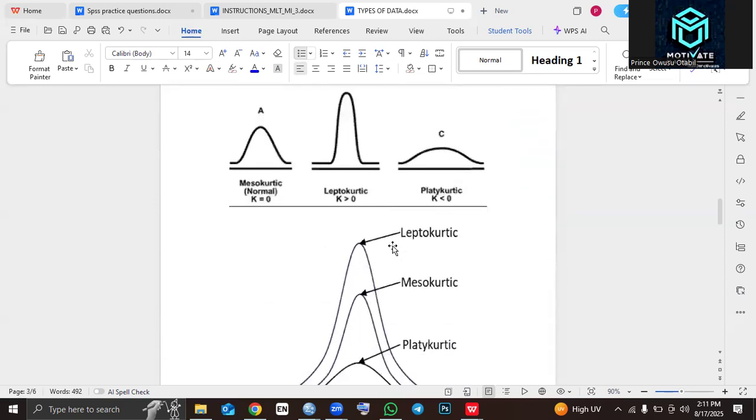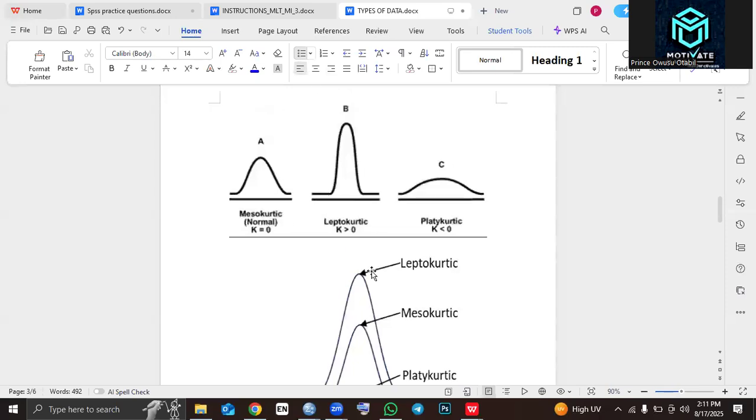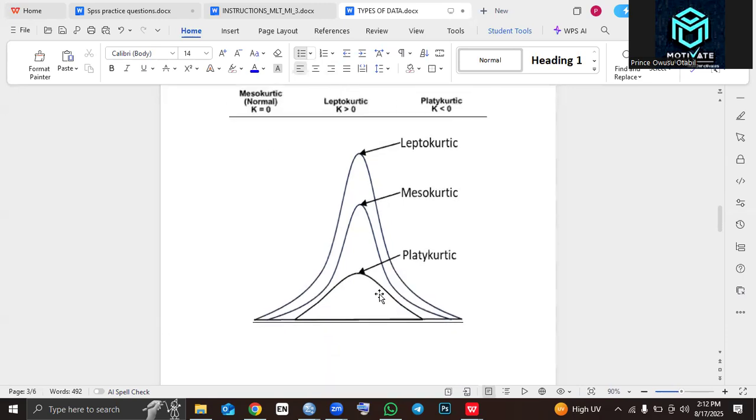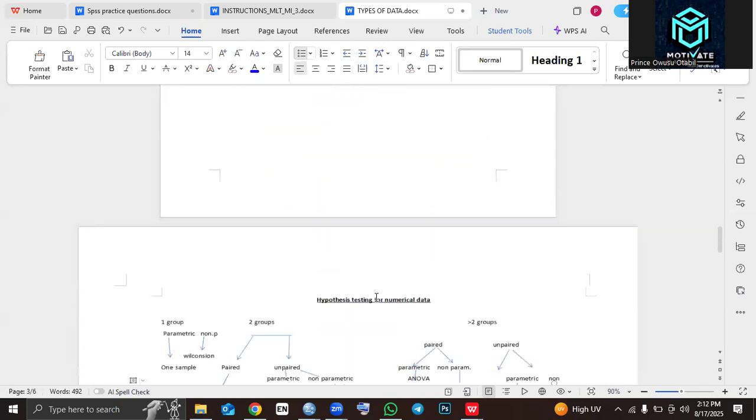Now, sometimes we can draw a plot that might look like this. If the plot looks like figure A, then we say it is mesokurtic. If it looks like figure B, we say it is leptokurtic. And if it looks like figure C, then it's called platykurtic. So this is another image showing platykurtic, mesokurtic, and leptokurtic plots as well.